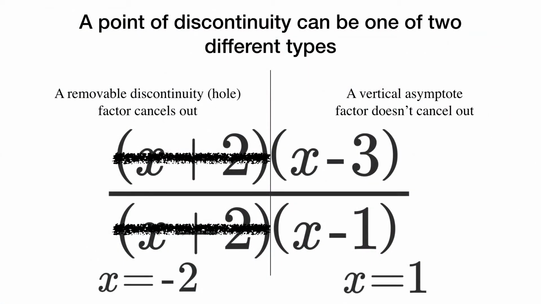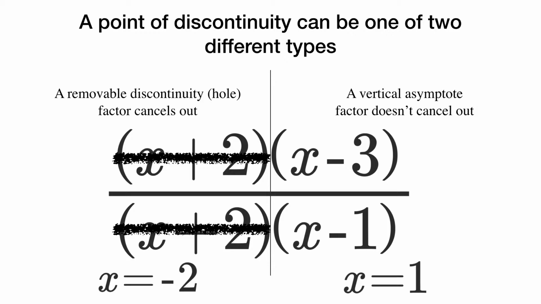Now there are actually two types of discontinuities. One, we have the removable discontinuity, or a hole, and that's whenever we have a factor that would cancel out, like the x plus 2 on this slide. The second type is a vertical asymptote, and that is a factor in the denominator, like x minus 1, that doesn't factor out.